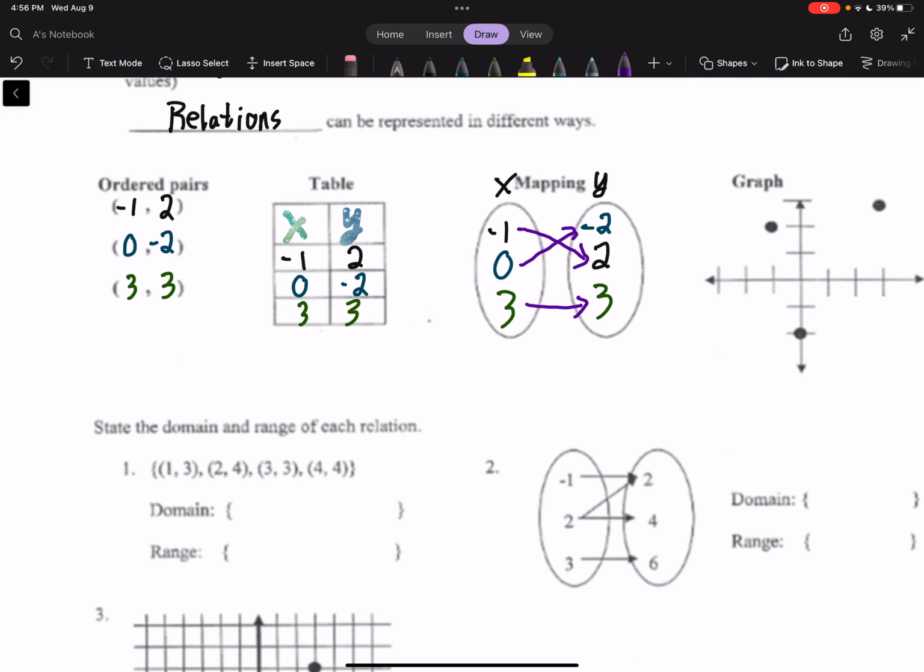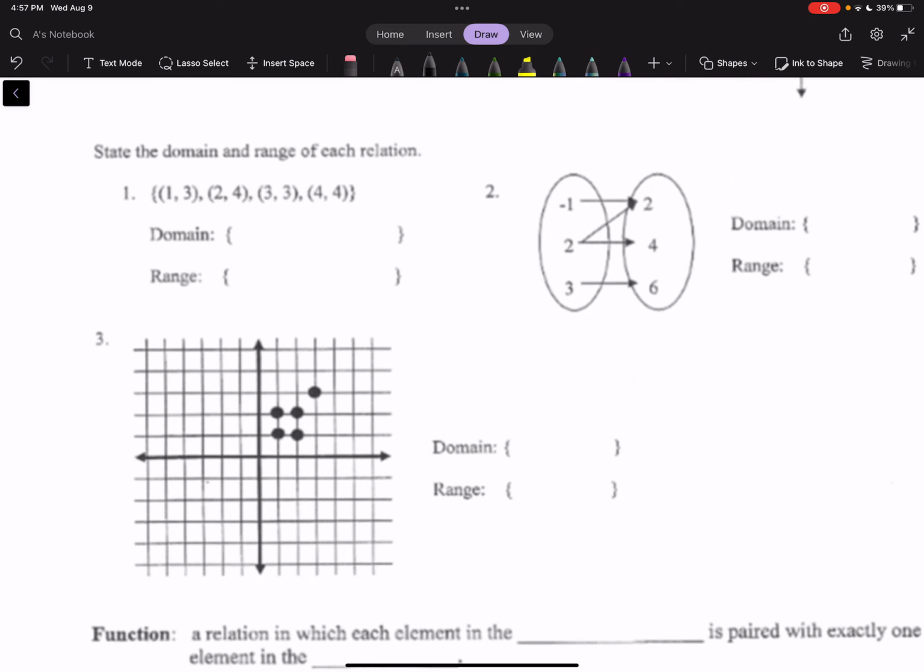Then for graphing, the points are already given. I'm going to go ahead and color them in. The next part of our notes wants us to state the domain and range of each of the relations shown. I'm not going to spend much time on this because, again, we should know how to do it.